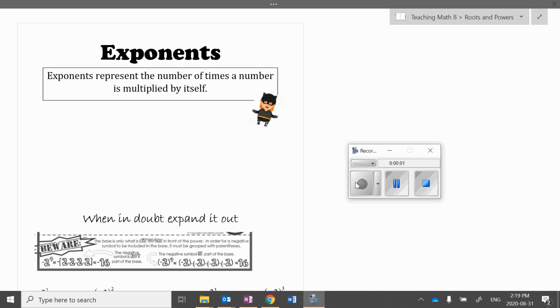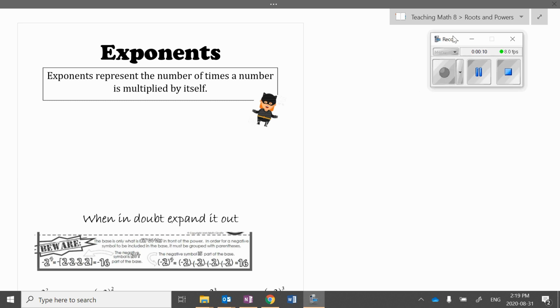Introducing exponents for the first time. So you may have seen exponents before in your mathematical lives, but I'm going to go over it from the very beginning. An exponent represents the number of times a number is multiplied by its base. A little confusing, so let's do this in a little bit more detail.